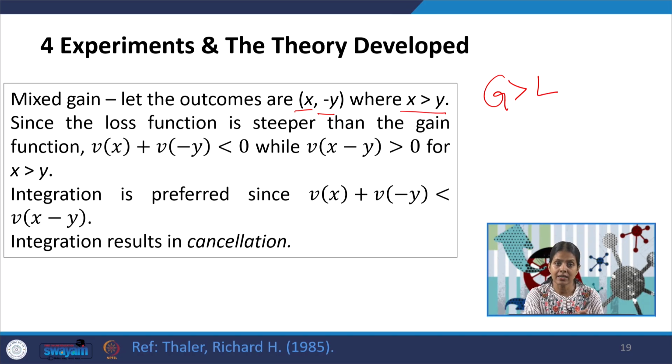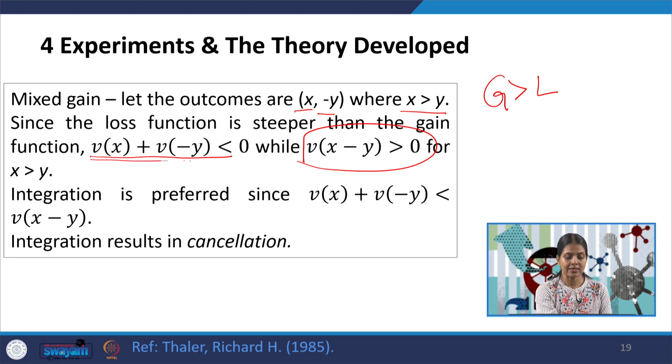Since the loss function is steeper than the gain function, V(x) plus V(-y) is less than 0, while V(x-y) is greater than 0 for x greater than y. So, in this case this is greater than 0 and this is less than 0. So, integration is preferred since V(x) plus V(-y) would be less than V(x-y). See, V(x) plus V(-y) is less than 0, but this is greater than 0. So, of course, this has to be less than V(x-y). So, integration results in cancellation.